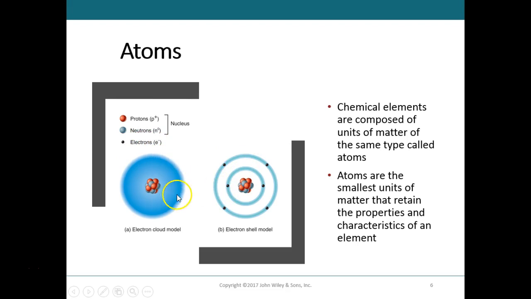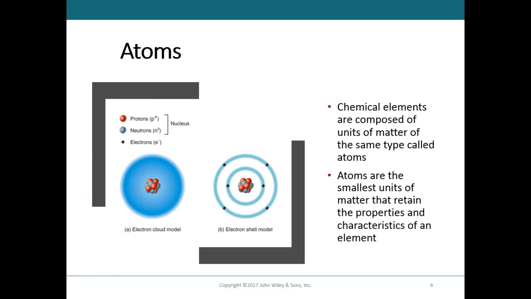Now, if you look here, you've got 2 different representations of atoms. So these are the 2 that are most commonly used. The electrons don't maintain a definite place in space, but they travel around the nucleus. And so sometimes you will see their sort of sphere of travel represented by an electron cloud model.